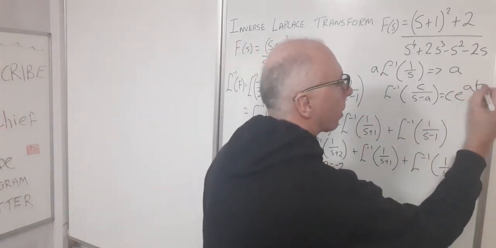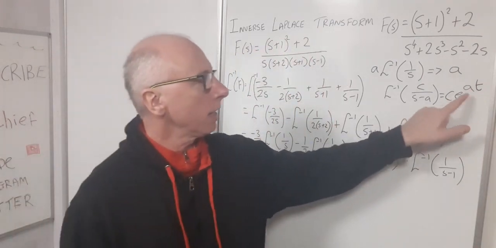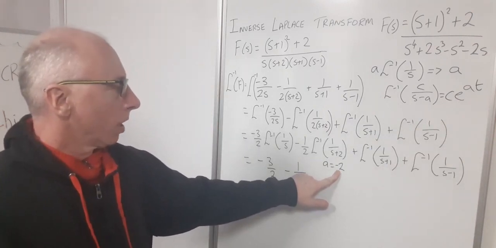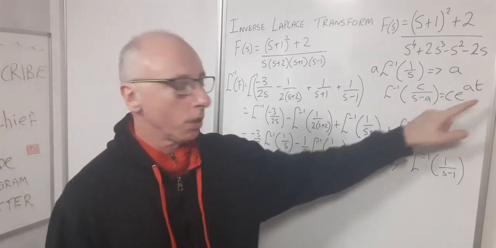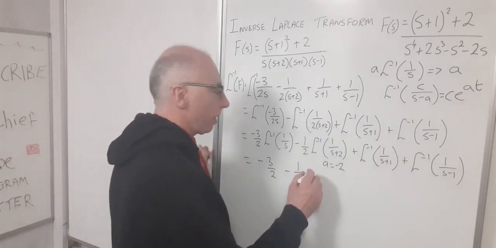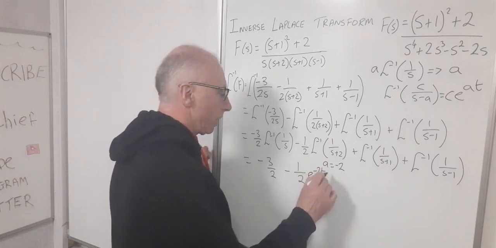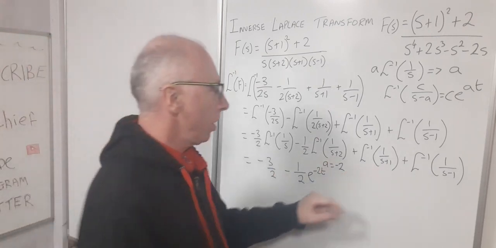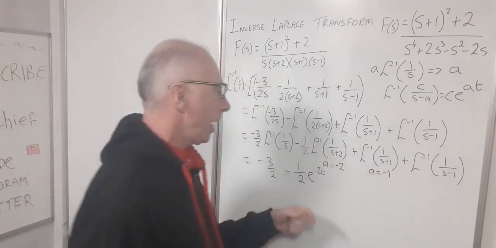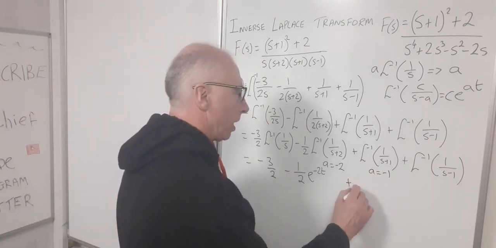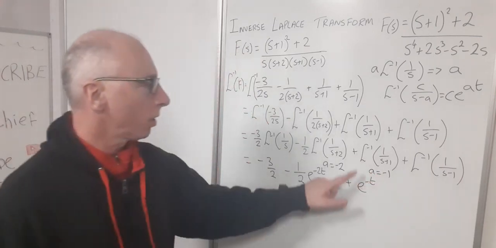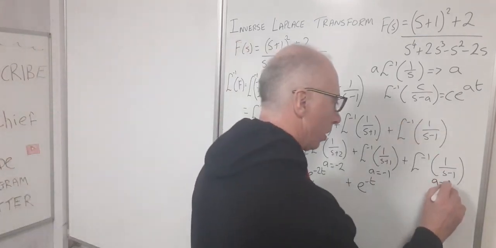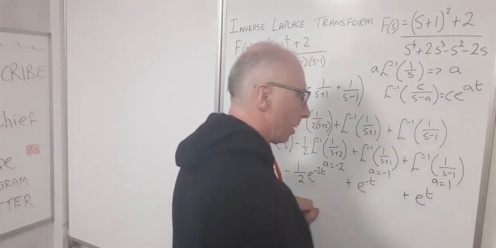So now, don't forget the variable t, c e to the at. So now I've got a equals minus 2, so now I've got c e to the a t. So now I've got minus 1/2 e to the minus 2t. So that takes care of that one. This one I've got a equals minus 1. So now here I have got plus e to the minus t. No constant with that one. And this one here, my a is just 1. So then I've got plus e to the t.